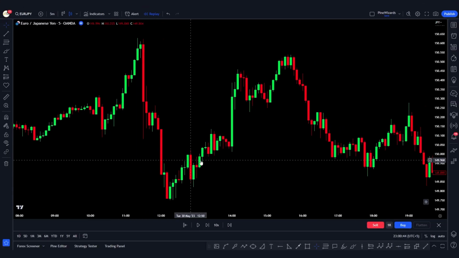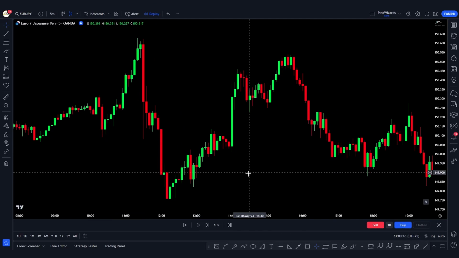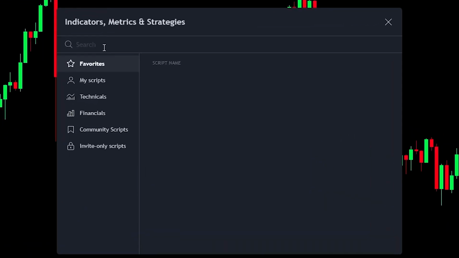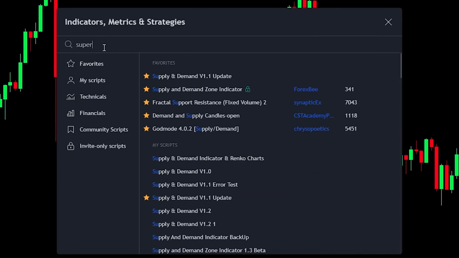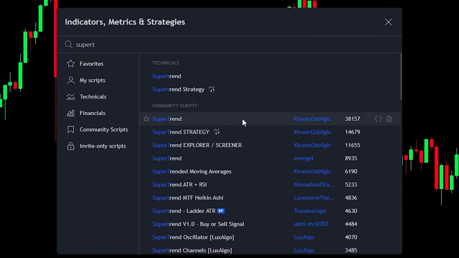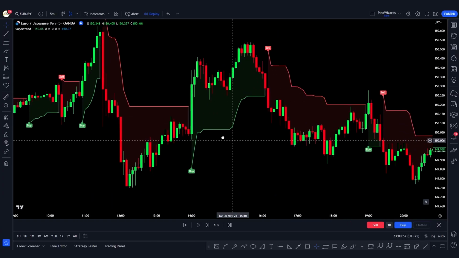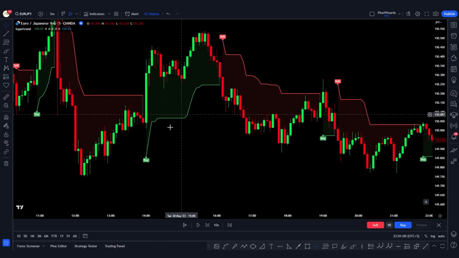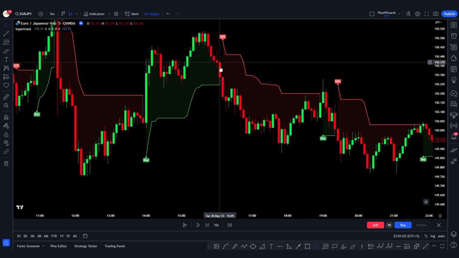So first of all, let's go ahead and add the indicators that we're going to need for this trading strategy. Let's go to the indicator tab, and here we're going to search for super trend. Once we do that, we can see this indicator by KMS Belgic, so we're going to add this one to the chart. Now once the indicator is added, as you can see, the indicator is giving us these buy and sell signals based upon the trend in the market.